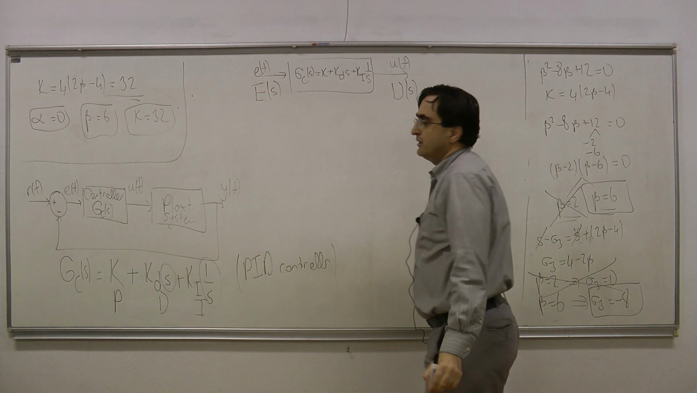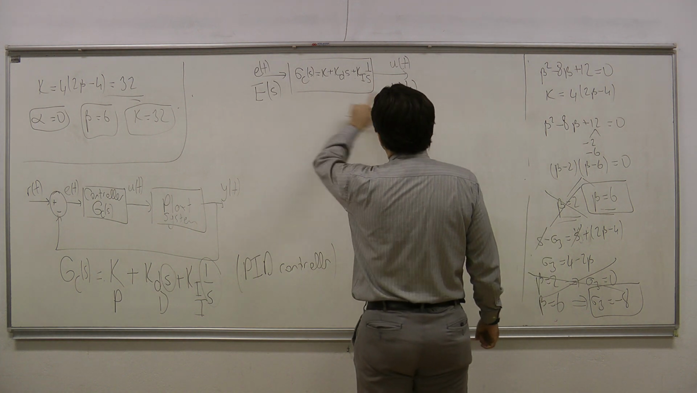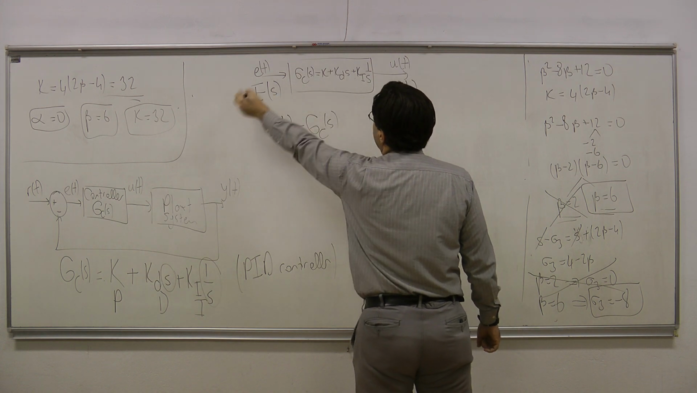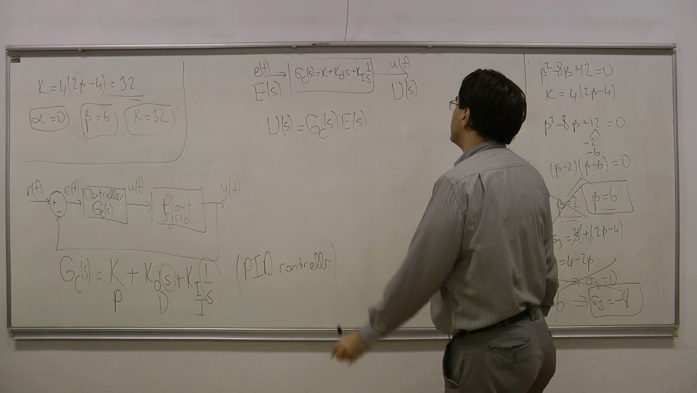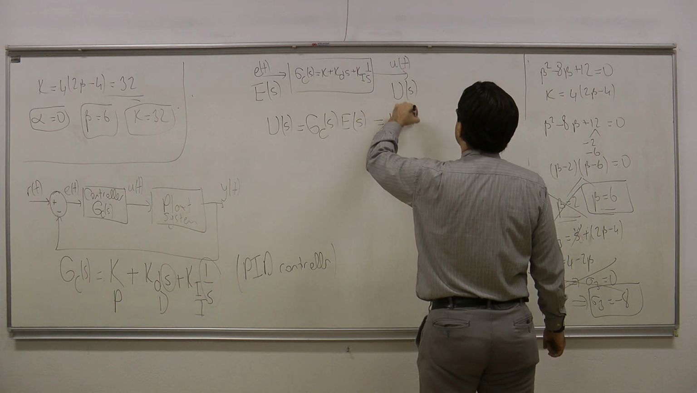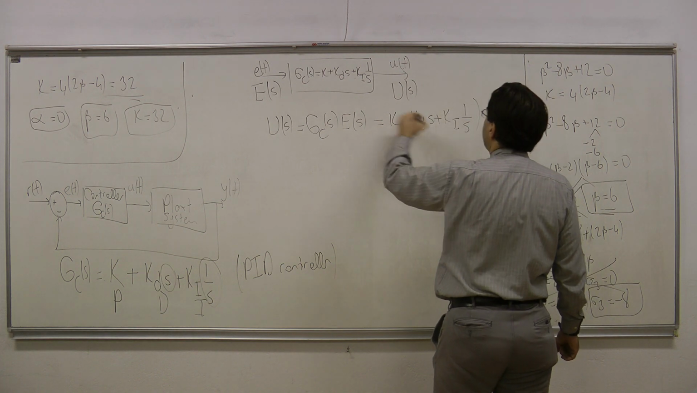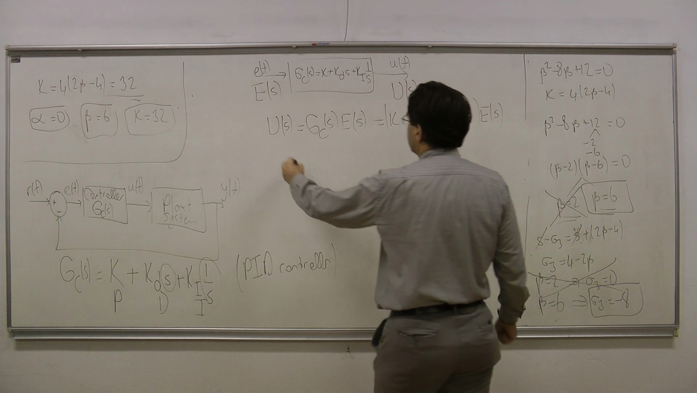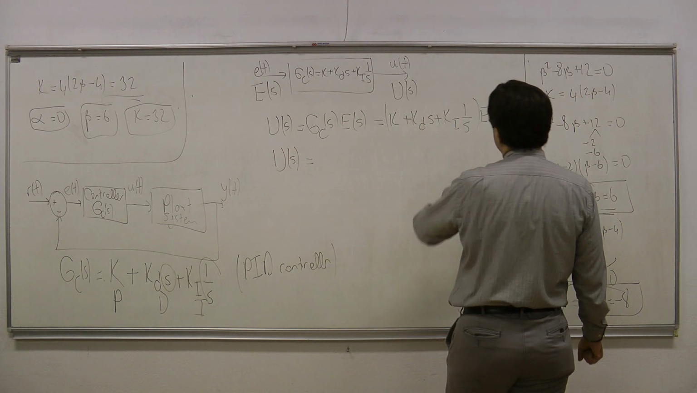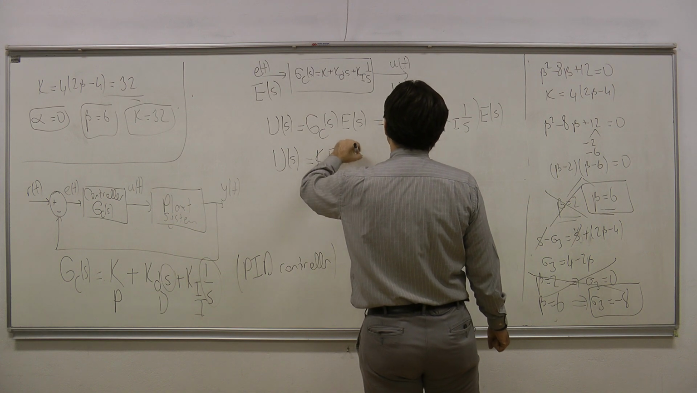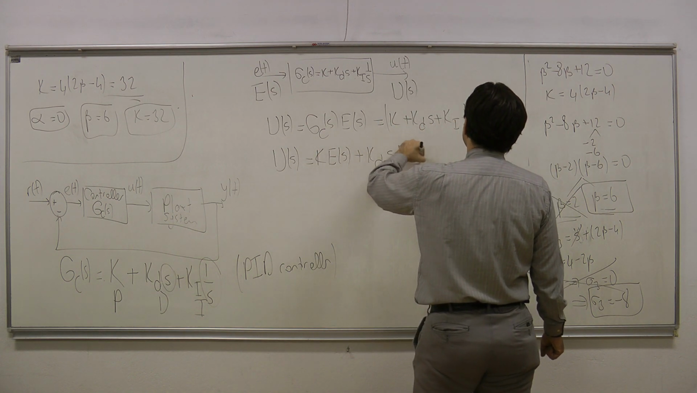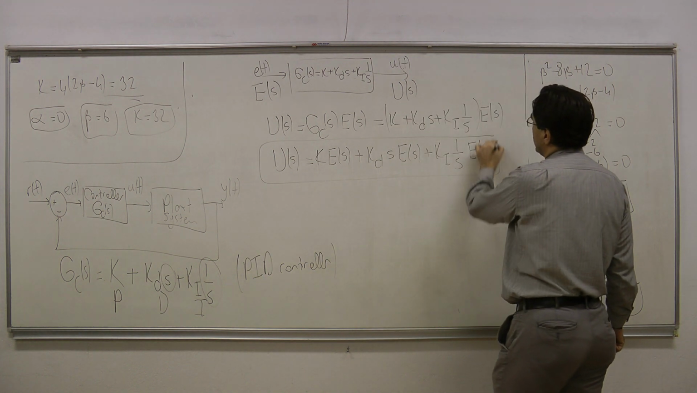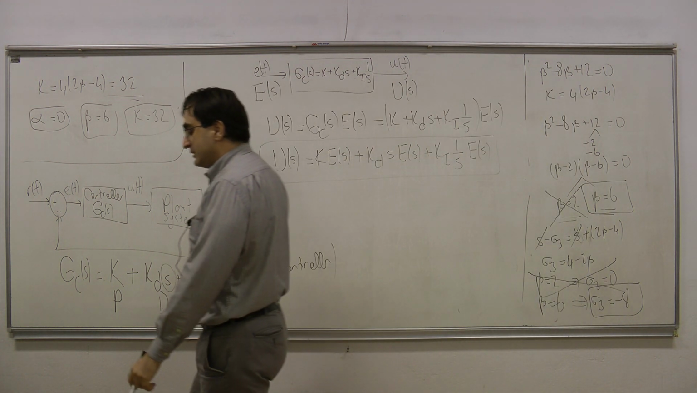The Laplace transform of e(t) is E(s). I know what the relationship would be in the Laplace domain. U(s), the output, is the transfer function Gc(s) times the input's Laplace transformation. So I have K plus KD s plus KI 1 over s times the input E(s). So in the Laplace domain, the input-output relationship of a PID controller would be K times E(s) plus KD s E(s) plus KI 1 over s E(s). This is the relationship between the input and the output of the controller in the Laplace domain.